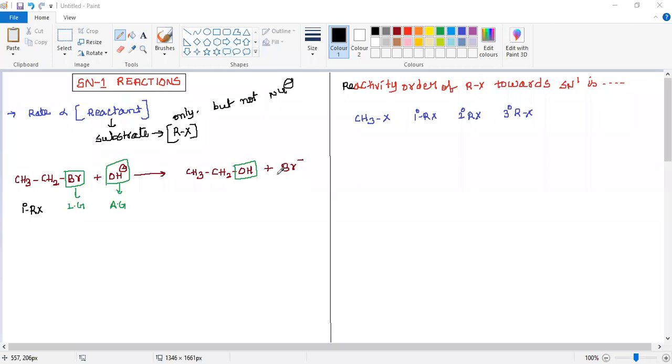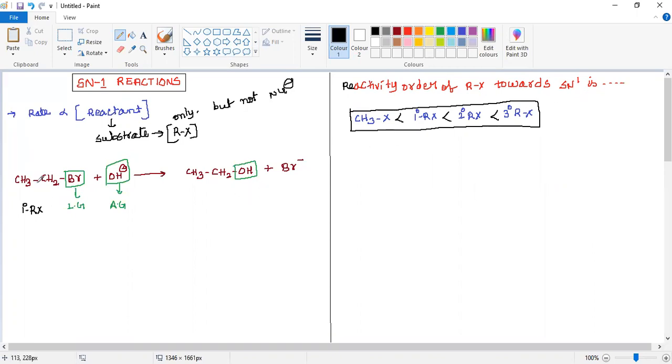Yeah, beta. According to this, the reactivity order of alkyl halides towards the SN1 reaction. In SN2, what did we say? In SN2, with two big numbers, the lowest one should be more reactive. Here in SN1, the lowest number, so the highest one should be more reactive. Okay, please keep it in the box. So this is the reactivity order of alkyl halides towards SN1.